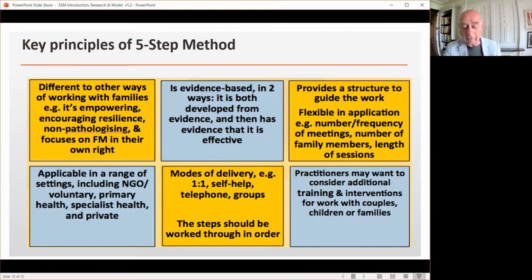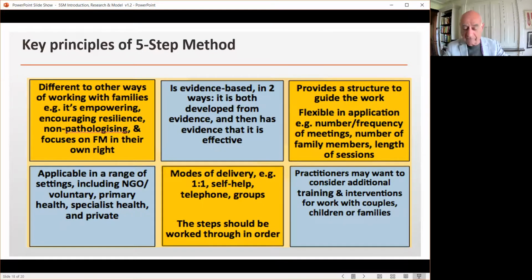Obviously, it can be done, and we based it initially being done 1-to-1, but it's been used within self-help groups. It's been used in a group setting where I've mentioned having more than 1 family member from the same family, but also having a number of different family members from different families grouped together. And so people have run 5-step method groups in a number of settings and a number of countries. It's been done on the telephone. And of course, now increasingly, because of COVID, we have developed ways of doing it through Zoom as well, and other video conferencing methods. So it's extremely flexible in terms of how it gets delivered.